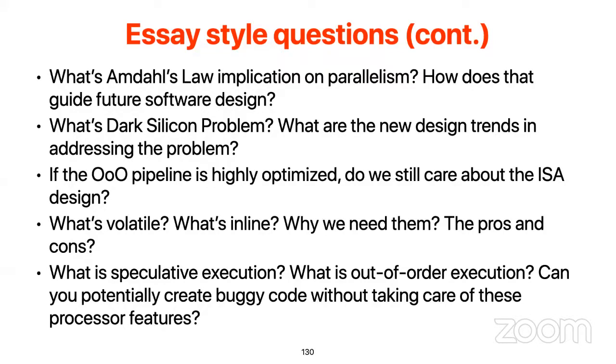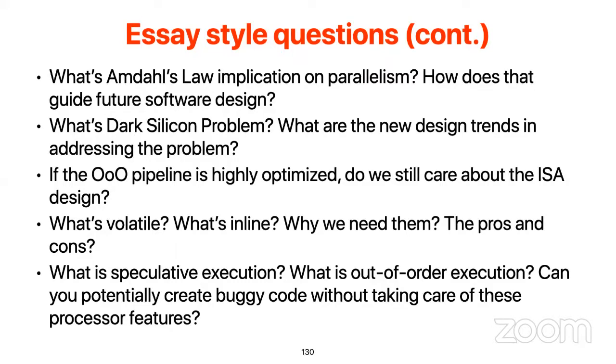In the last lecture, we talked about volatile, and previously we talked about inline. What are these two keywords in the C programming language used for, and why do we need them? And why don't we add them all the time? What are the pros and cons of that?